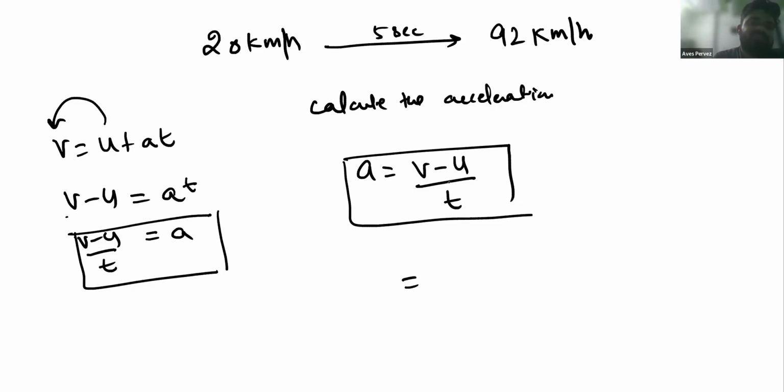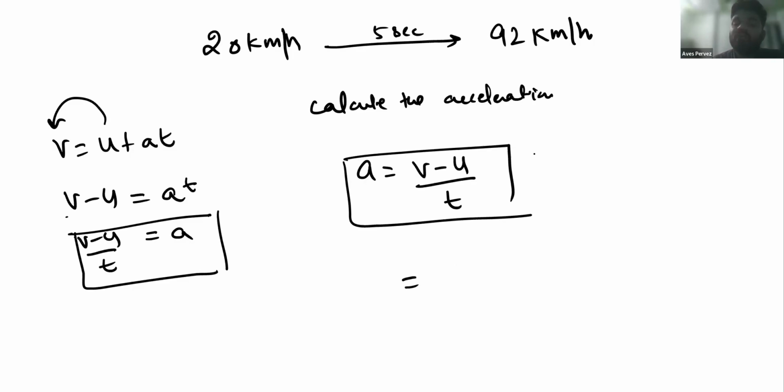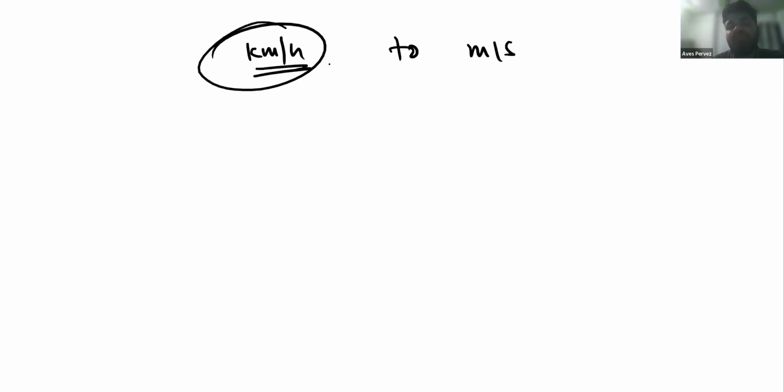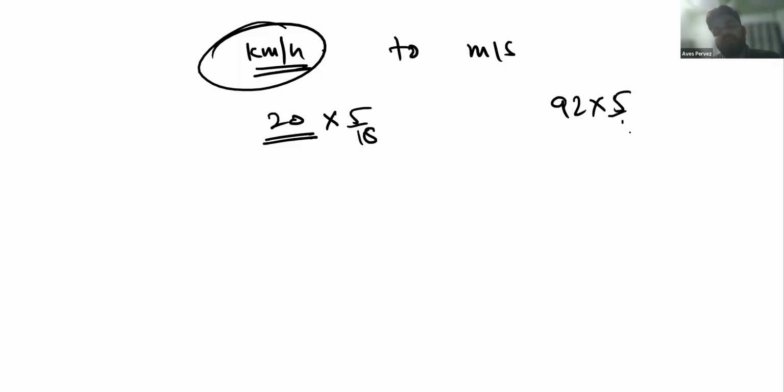Now, how can you change? If you need to change the speed from kilometer per hour to meter per second, you need to multiply the given value by 5 by 18. So you will take 20 into 5 by 18, and next 92 into 5 by 18. But this will give you some decimal values, which will create a problem.